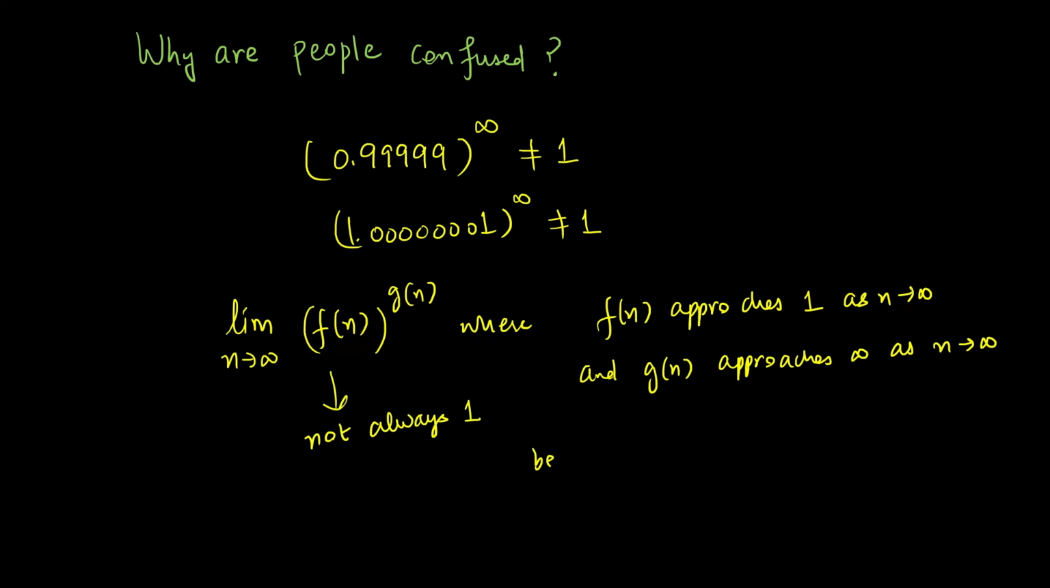I'm saying not always. That means sometimes it can be 1. Why is that so? Because fn is not a perfect 1. It's not perfectly equal to 1. It can be approximately equal to 1. So that slight deviation from 1 leads to big changes. So let's understand that through an example.